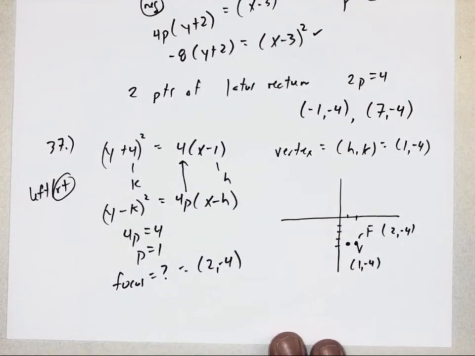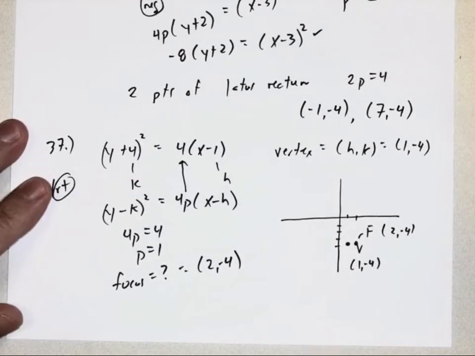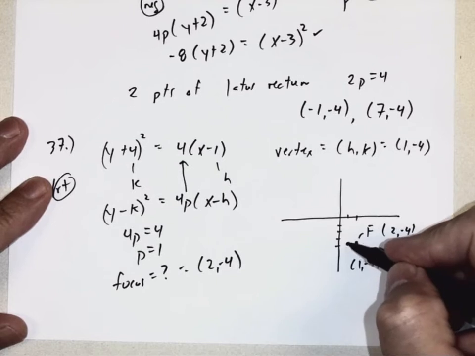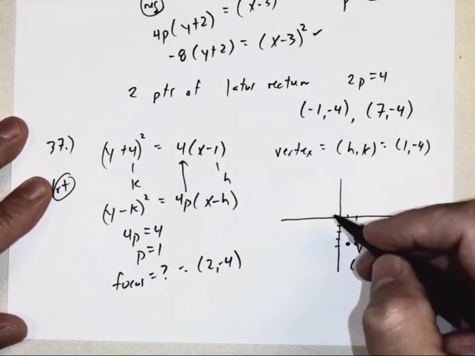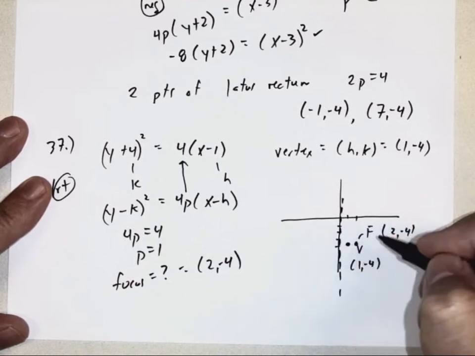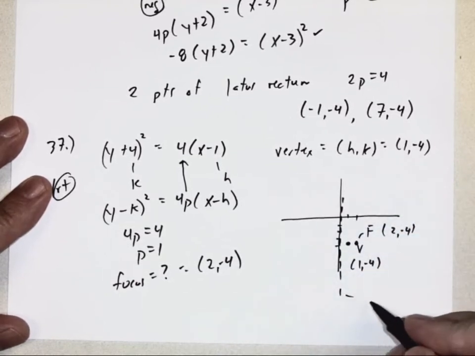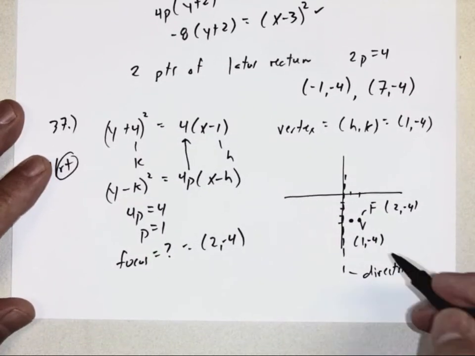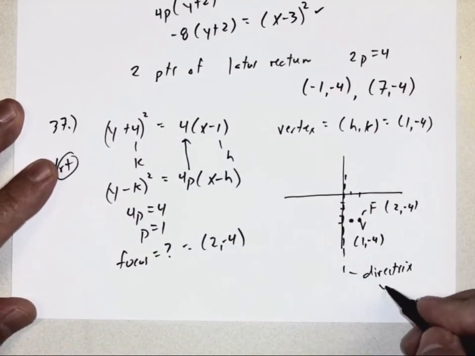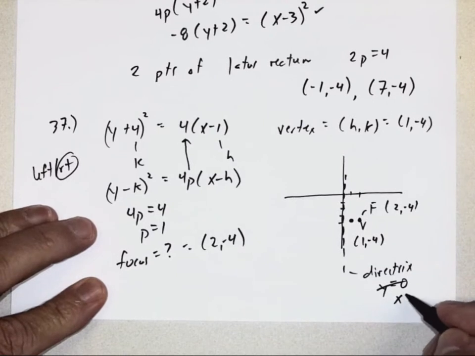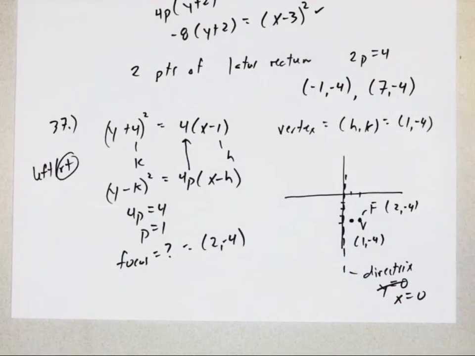Pretty straightforward. Now the directrix is where you go opposite of the focus, the same distance p. So I'm going to move 1 to the left, and there's the directrix. And this is a vertical line. The equation of that line is going to be y equals 0. So that's your directrix. Whoops, x equals 0.